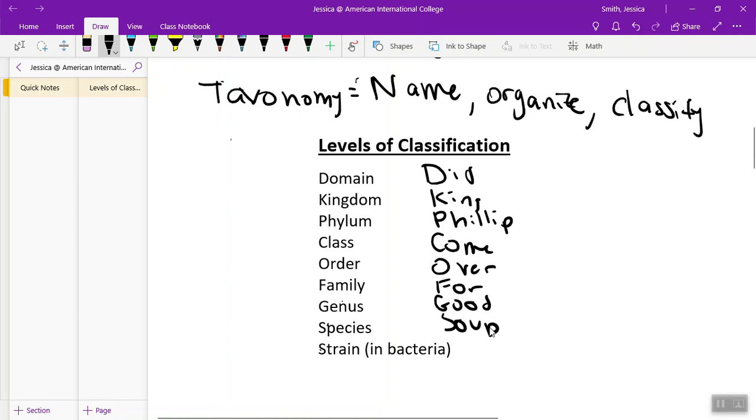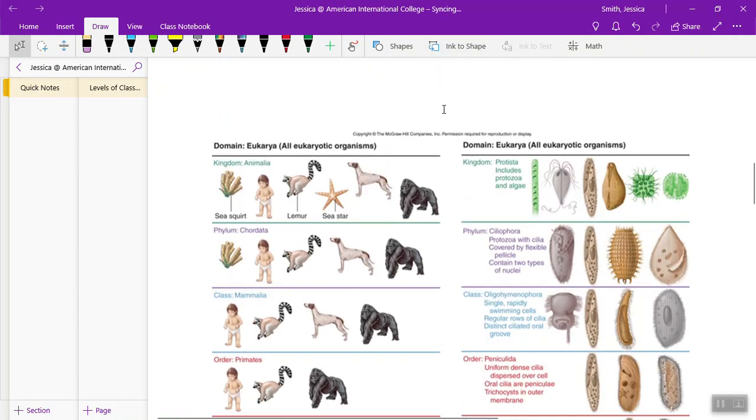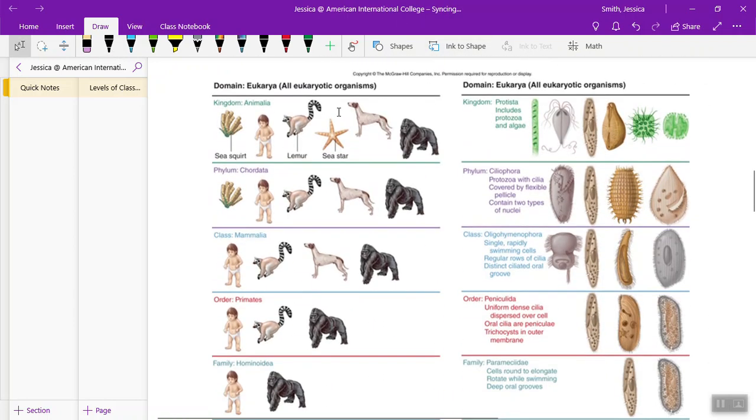So now a little bit more about these levels of classification. So I'm going to show you an example here. This is an example of levels. So you can see here, kingdom. Humans here are in the same kingdom as a sea star. But you guys know we're not very closely related to sea star. We're also in the same kingdom as dogs and mountain gorilla.